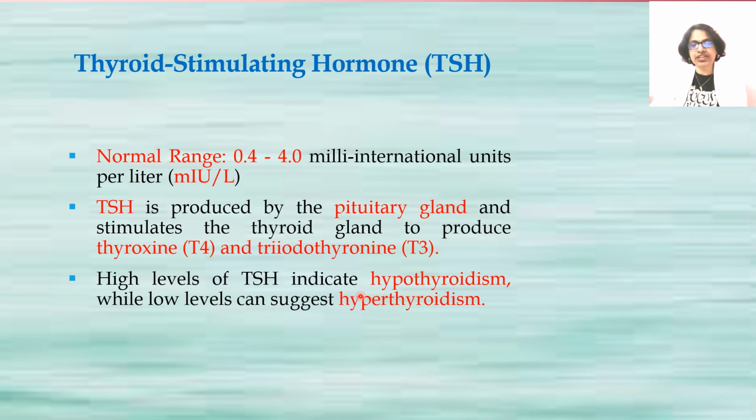High levels of TSH indicate hypothyroidism. So when we check the patient's hormone level, if the TSH is higher, it denotes hypothyroidism, while low levels suggest hyperthyroidism.